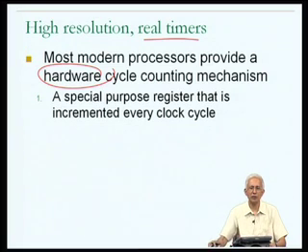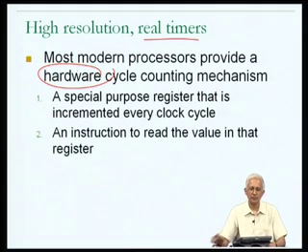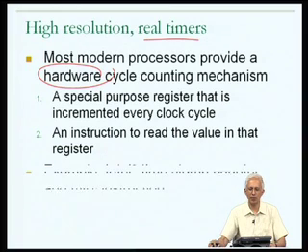So, if the processor has this register and the register is incremented every clock cycle, then as long as there is an instruction using which we can read the value of that register and print it out, then we can use this mechanism in our programs. So, in addition to the special purpose register that is incremented every clock cycle, all that the hardware has to provide is an instruction to read the value that is in that register. And this is, as I said, available in almost all modern processors.